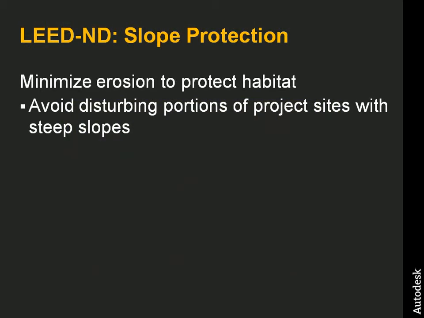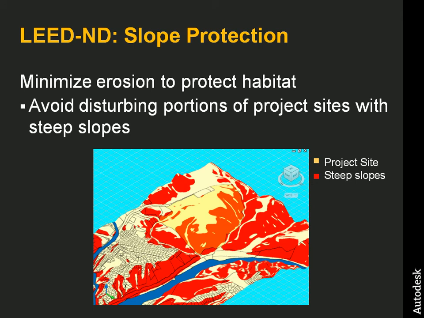One category in which points can be accumulated towards LEED certification is in the area of steep slope protection. Here, the objective is to minimize erosion to protect habitat and reduce stress on natural water systems by preserving steep slopes and keeping them in a natural, vegetated state. One option in this category requires that project sites avoid disturbing areas with slopes greater than 15%.